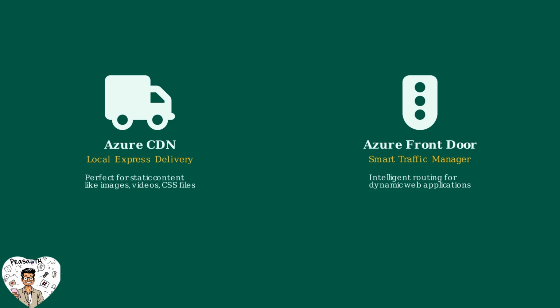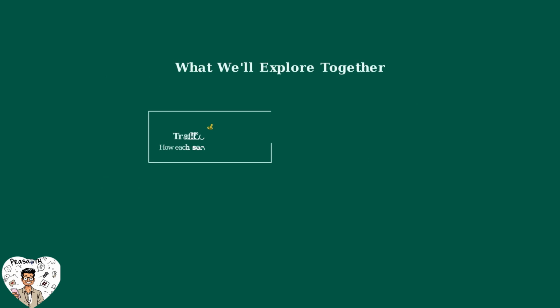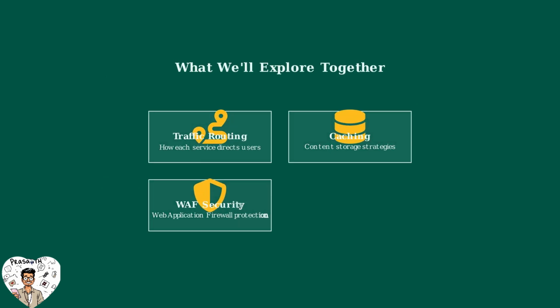dynamic applications. We'll break down their key differences, focusing on four main areas: traffic routing, caching mechanisms, WAF security capabilities, and failover features. By the end of this series, you'll know exactly when to use each service and how they can help optimize your applications. Let's get started. Traffic routing is how your web service decides which server should handle each user's request. Different Azure services use different strategies to make this decision.